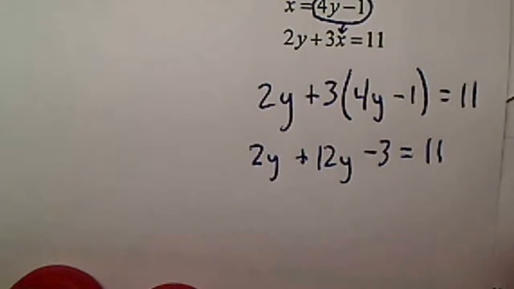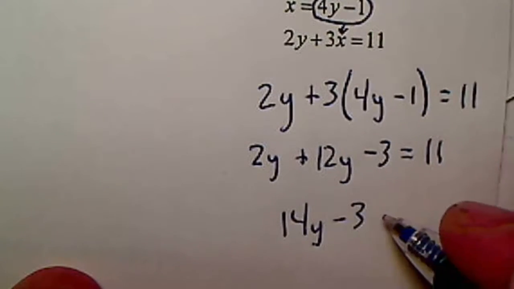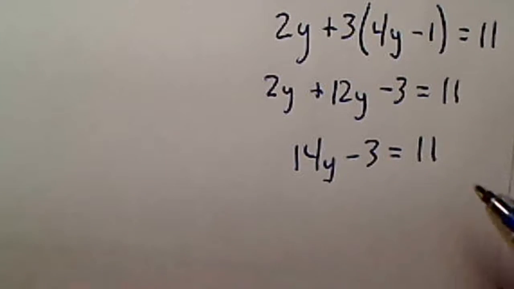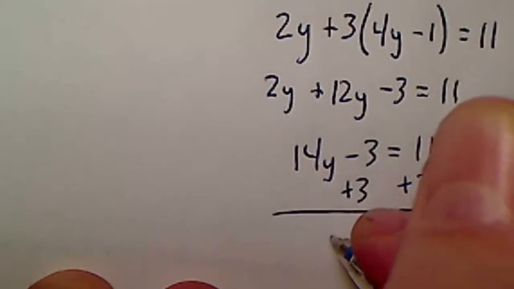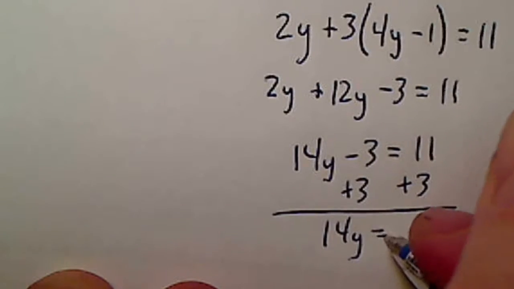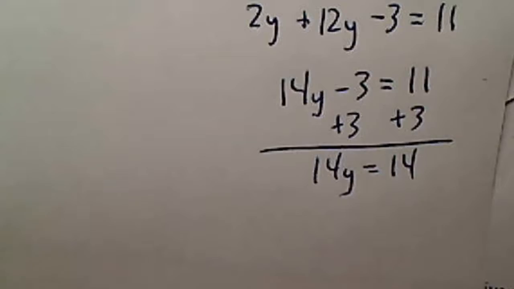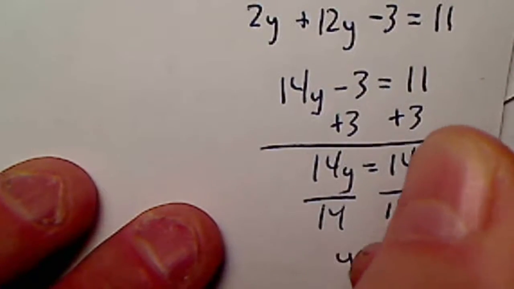And I like to combine like terms, so 14y's. And I'll move that 3 over by adding 3 to both sides. And look at how friendly that's going to turn out when you divide both sides by 14. We get 1.